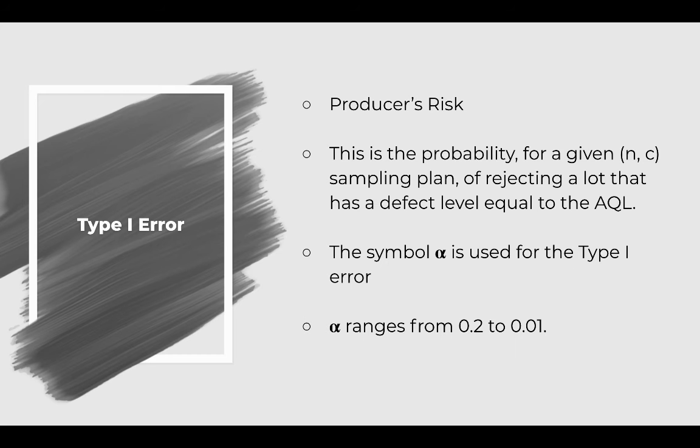And so we have the type 1 error, which is also known as the producer's risk. This is the probability for a given n, c sampling plan of rejecting a lot that has a defect level equal to the acceptable quality level. The producer suffers when this occurs because a lot with acceptable quality was rejected. The symbol alpha is commonly used for the type 1 error and has typical values that range from 0.1 to 0.01.